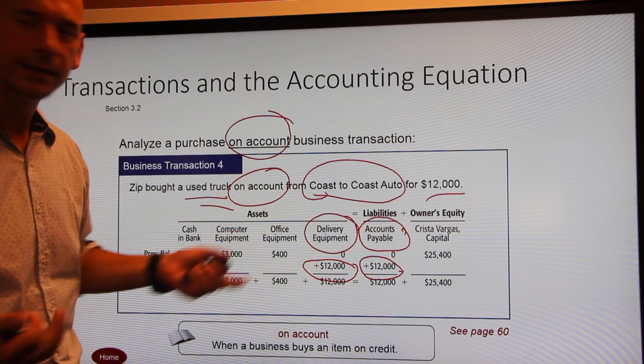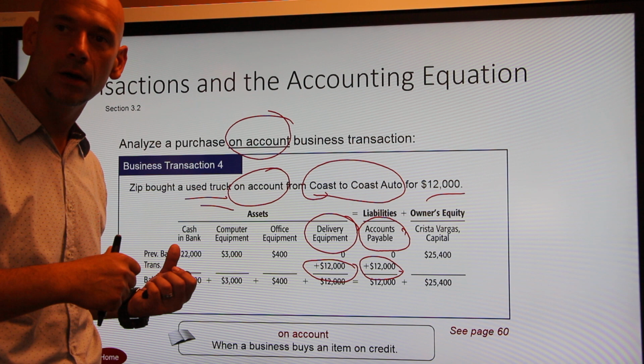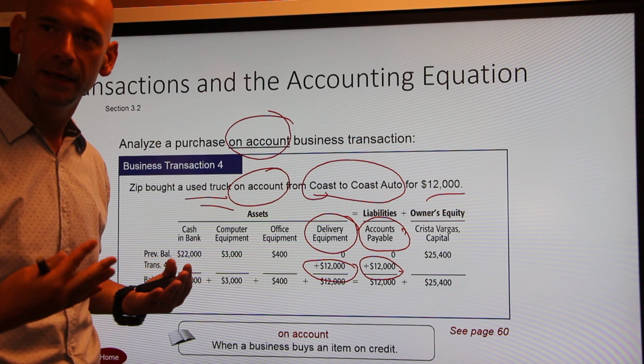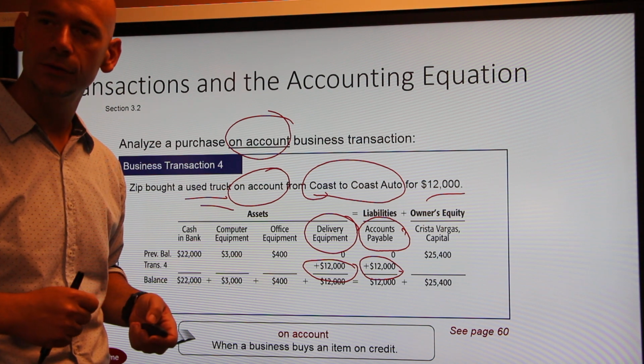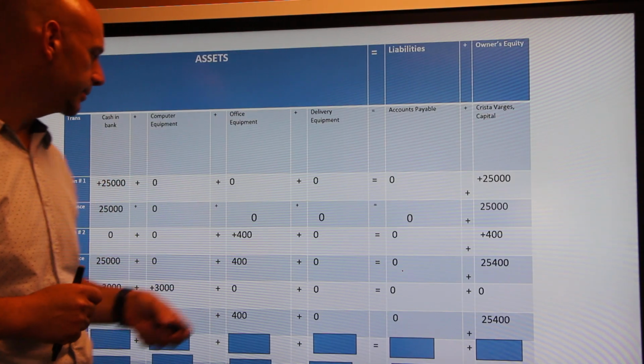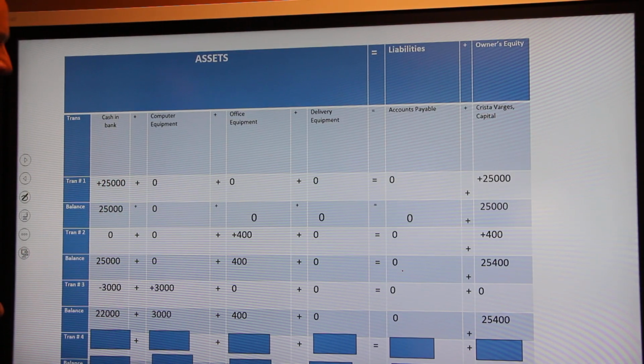Owner's equity doesn't get affected because if we were to sell that truck tomorrow, we wouldn't get any of the money from it. It would all go back to the person that we owe, or it would go back to Coast Auto. So let's take a look at the chart. Here we go, all the way on the bottom. So we have transaction number 4.